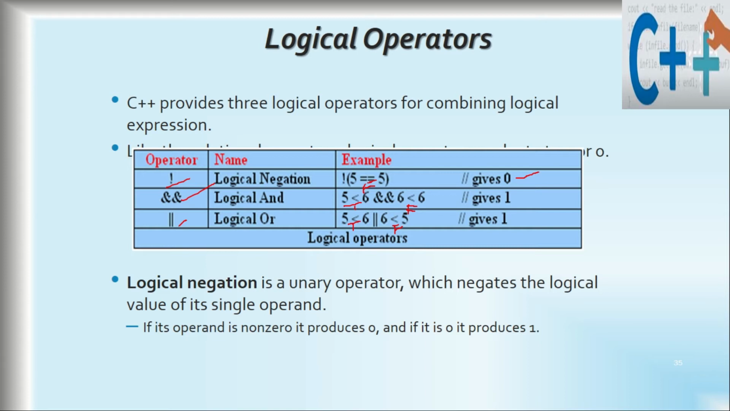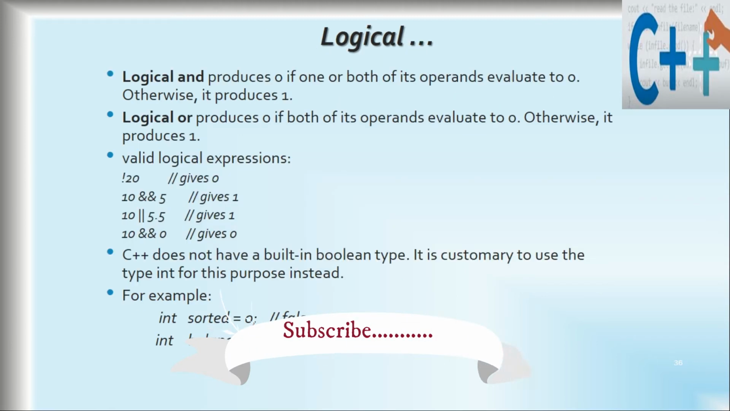So logical negation is a unary operator which negates the logical value of its single operand. If its operand is non-zero, it produces 0, and if it is 0, it produces 1. Yes, negation. It is a negation operator. Good.